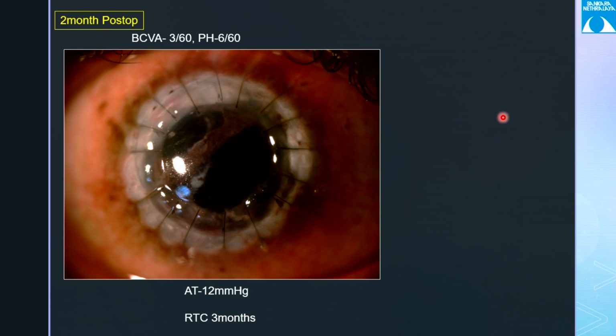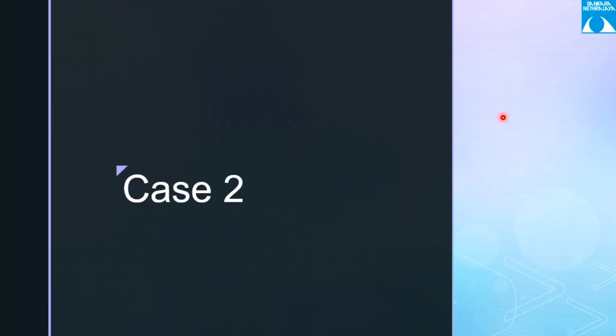And we can see clearly that the graft has cleared fully with sutures intact and a centered graft. The IOP was measured as 12. So the patient was called after 3 months. So coming to case number 2.